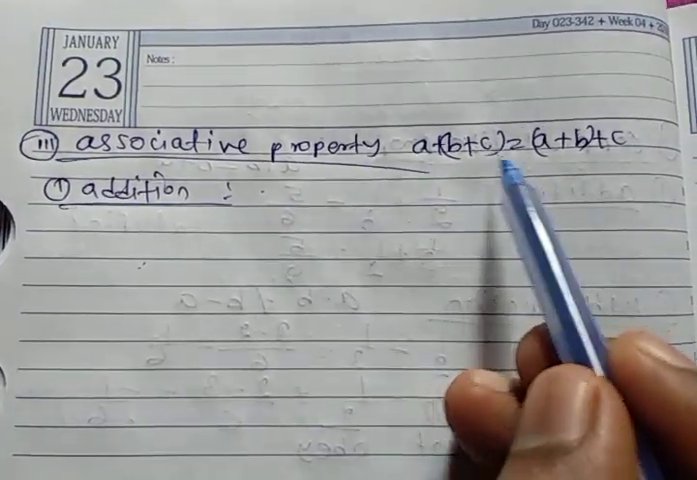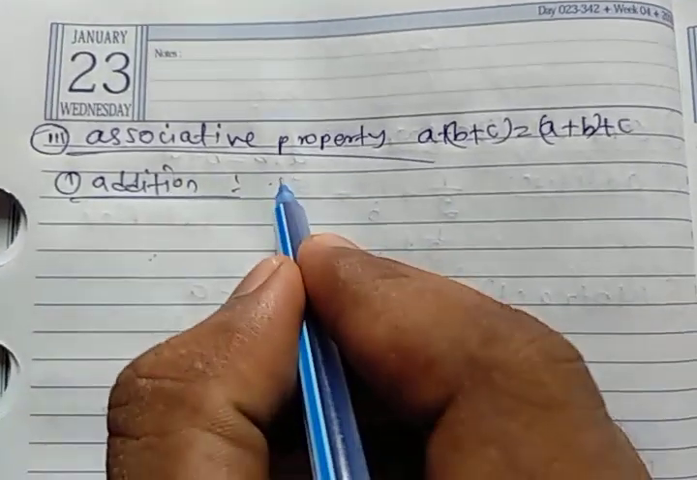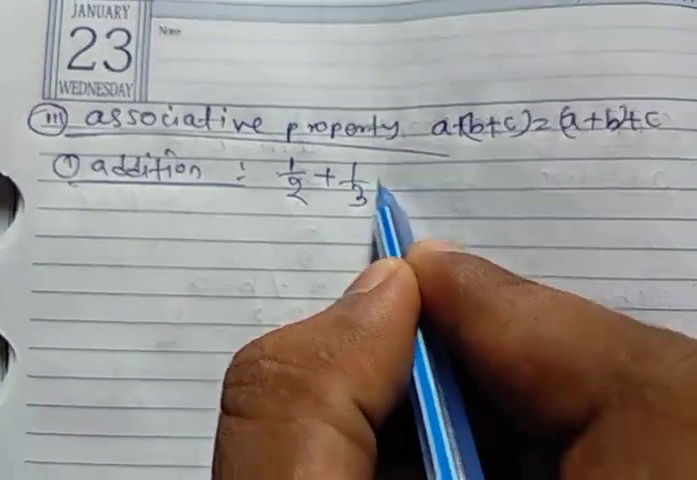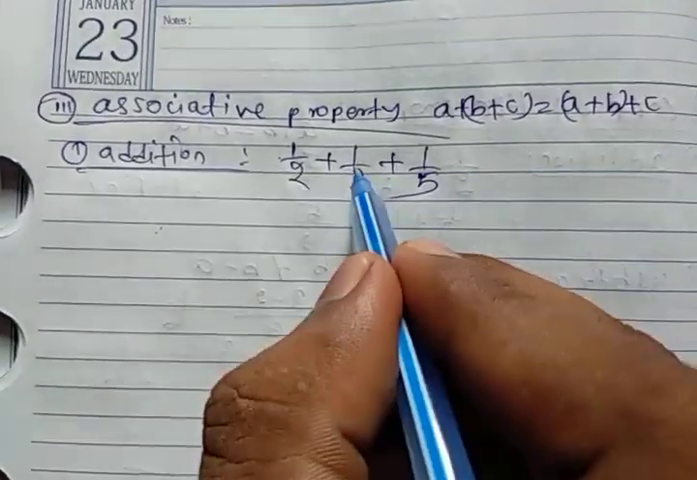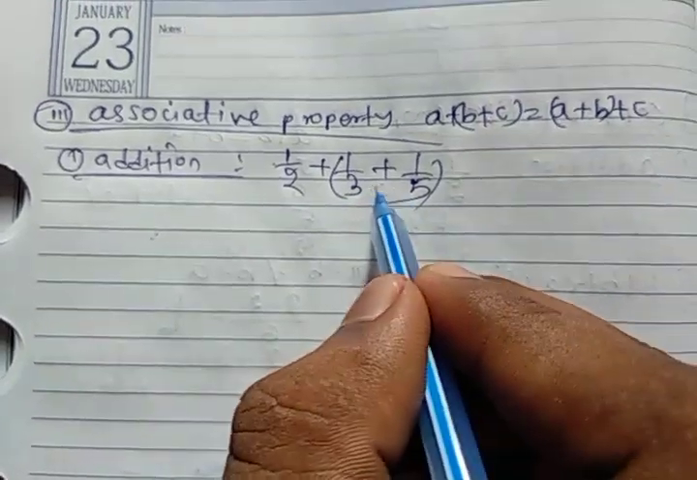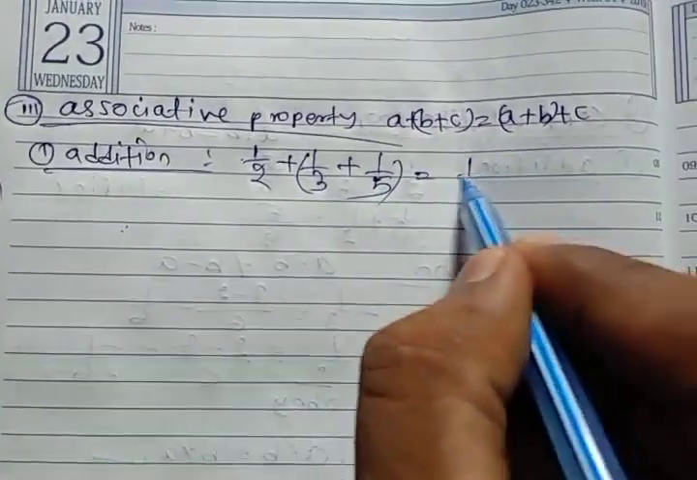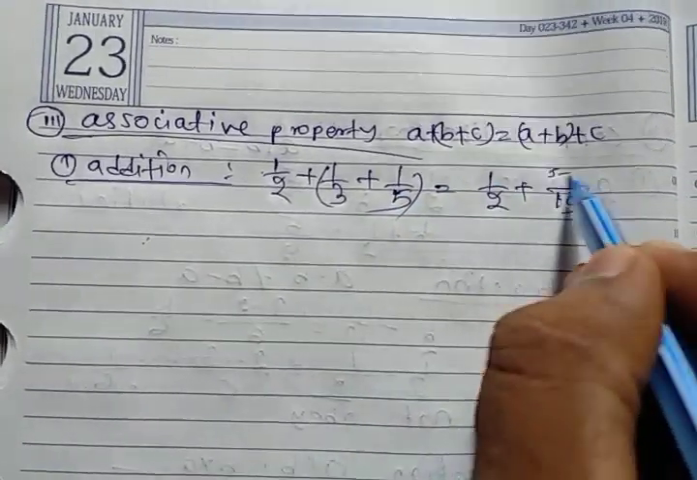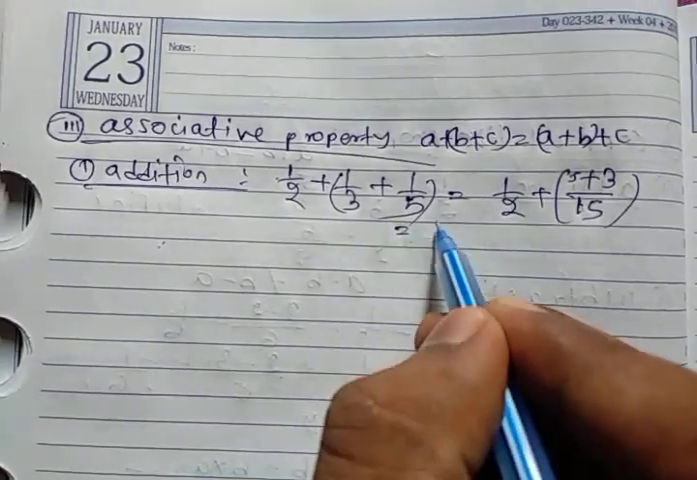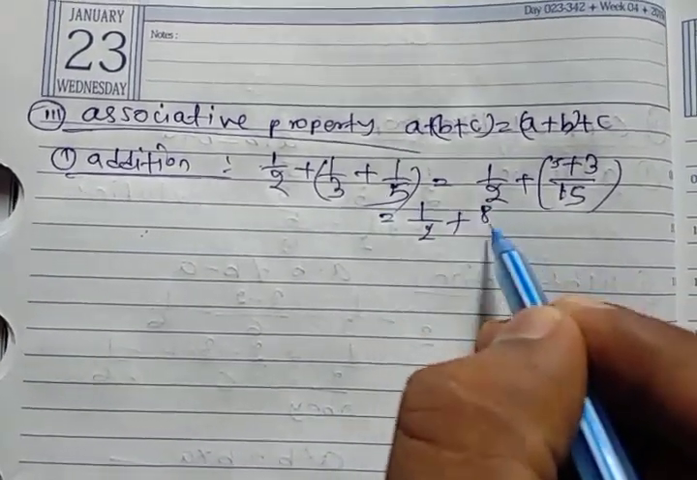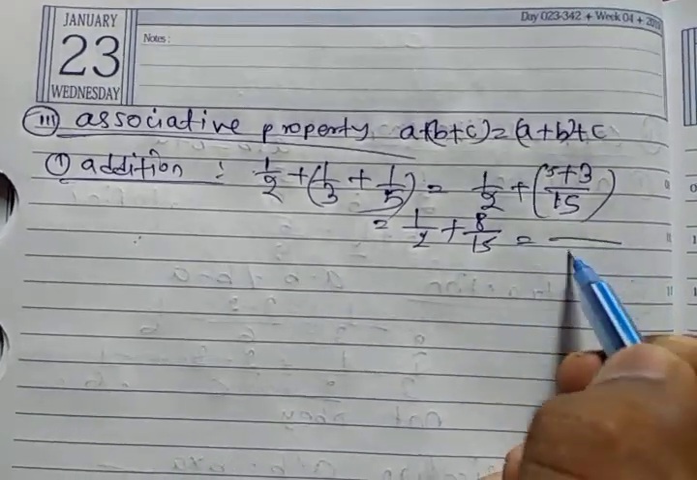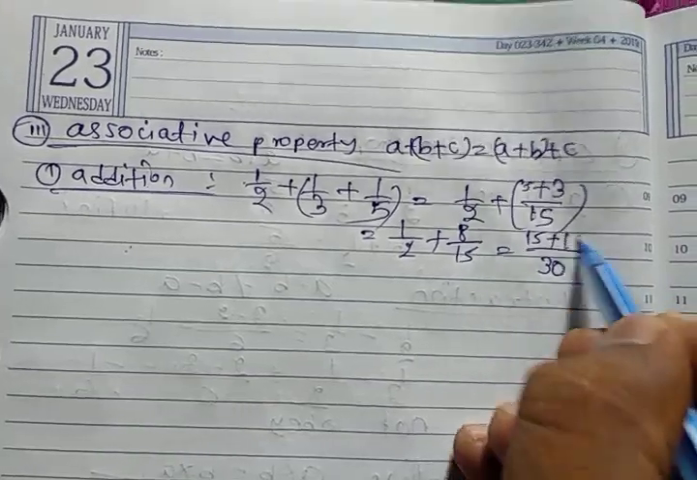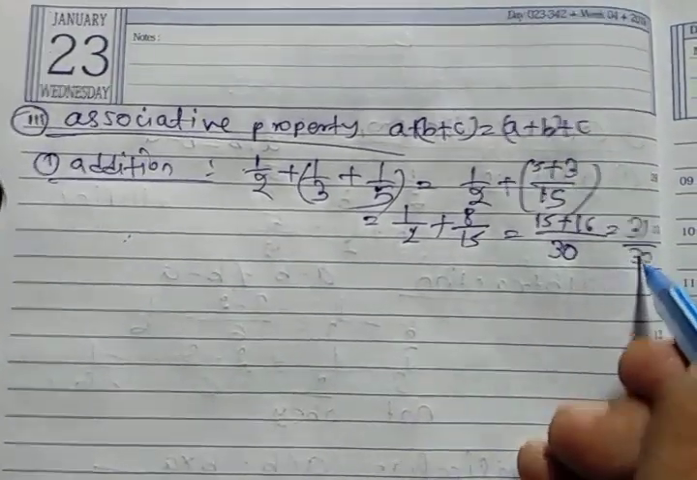It means we take three rational numbers for addition: 1 by 2 plus 1 by 3 plus 1 by 5. First we add these two numbers. 1 by 3 plus 1 by 5, LCM 15, is 5 plus 3, so 1 by 2 plus 8 by 15. LCM is 30. 15 plus 16 is 31 by 30.